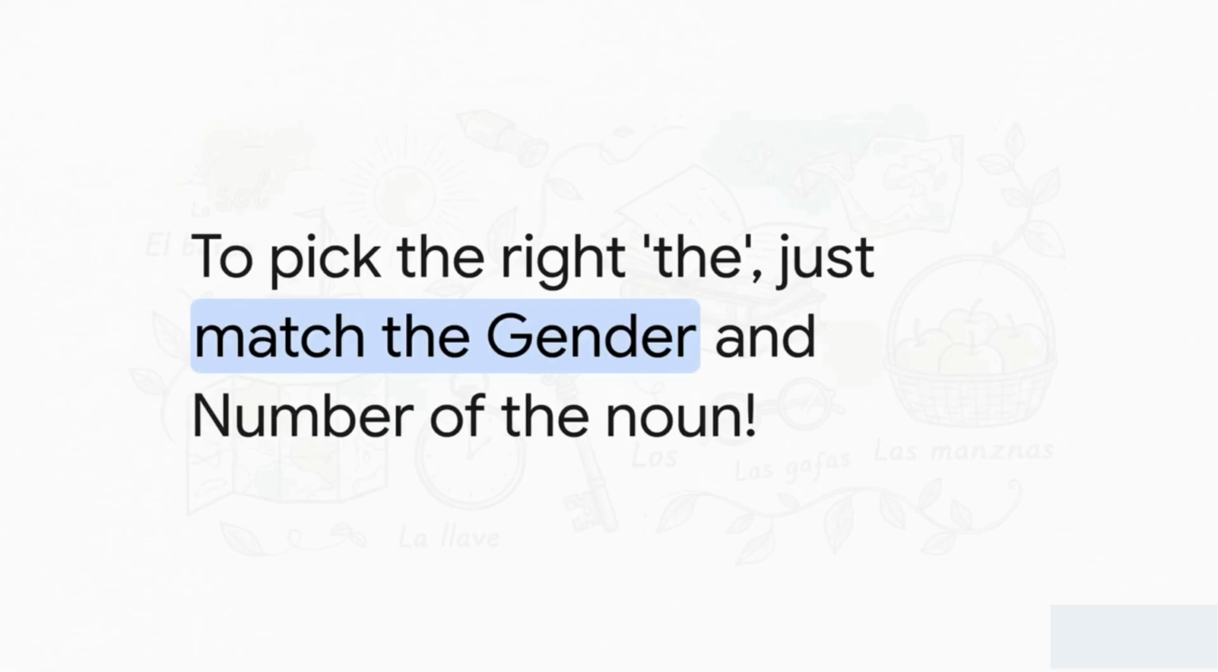So, when you boil it all down, the single most important thing to remember is this. Picking the right the in Spanish is just a matching game. All you have to do is figure out the noun's gender and its number, and then you just pick the article that matches. That is the entire secret.